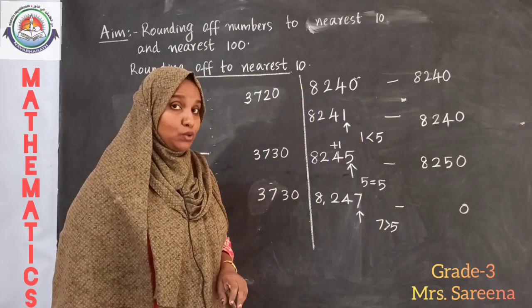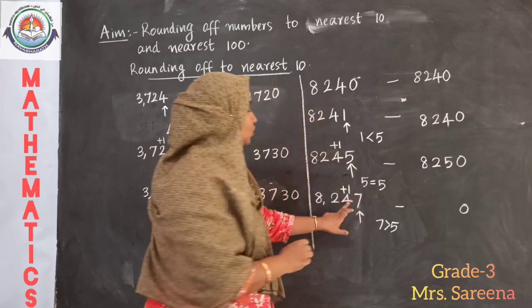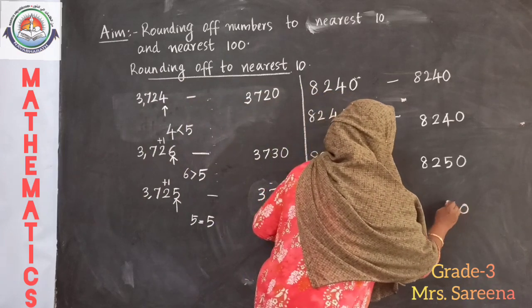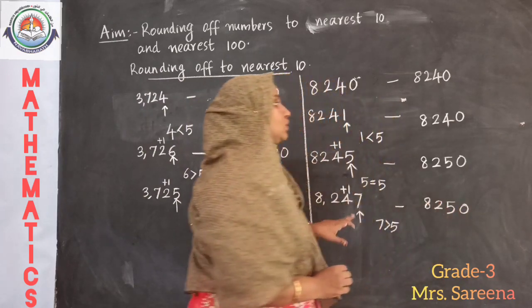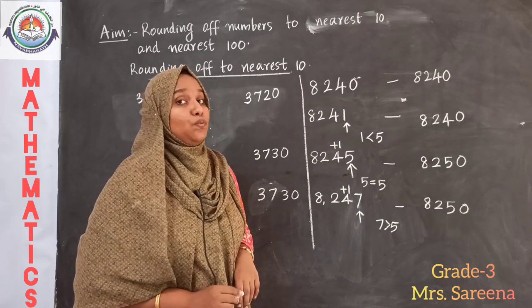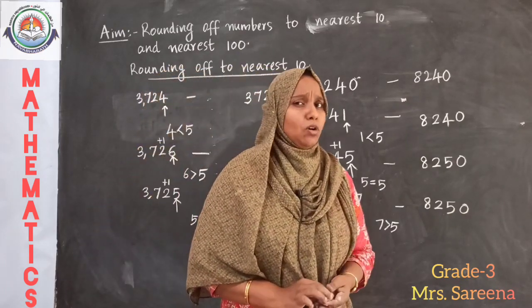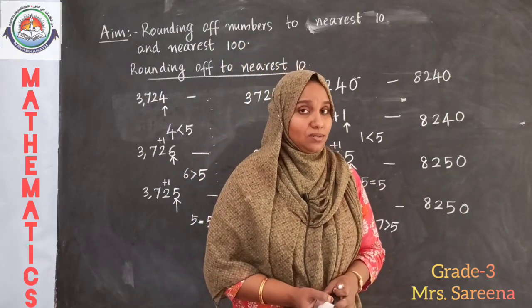So what do we have to do? We should add plus 1 to the number at the tens place. So this number is equal to 8250. Clear? Any more doubts? No. No? Okay.